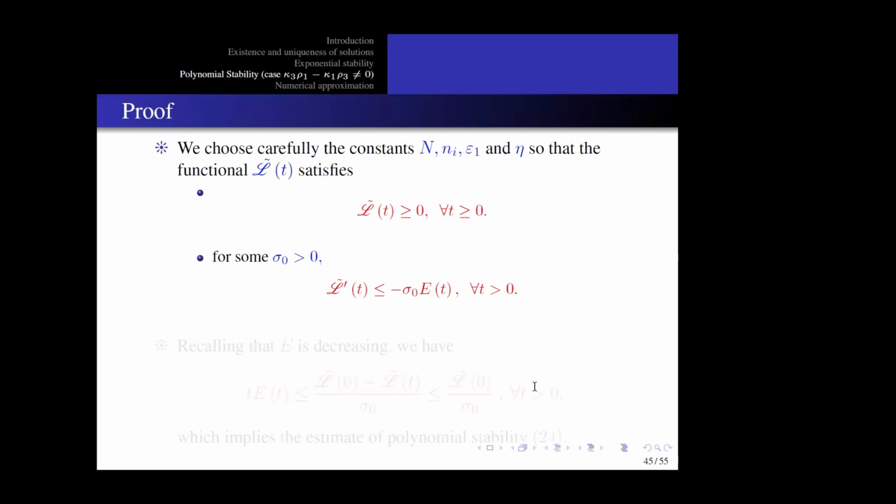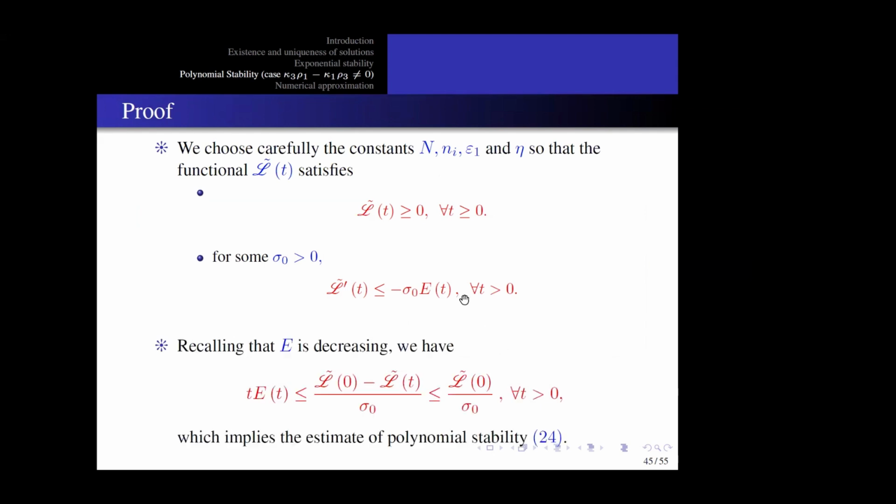We have to choose again these constants, n and 1, 2, 3, epsilon, eta, and so that L should be positive, and it satisfies this. L prime is less than or equal to this. Then we integrate both sides. We take this to the other side, and this to the other side. We integrate, we get, and we use the fact that E(t) is decreasing.